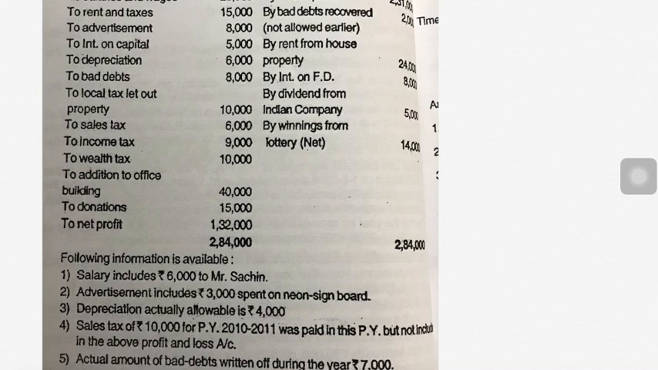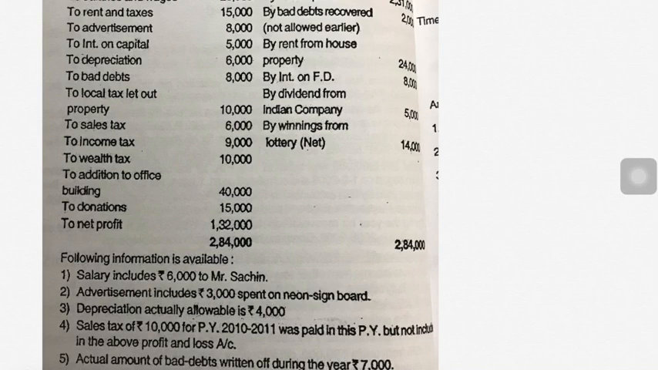Next, to addition to office building. Addition to office building is a capital expenditure. So capital expenditure of 40,000 you will add back because you are supposed to show only revenue expenditure here, correct? So 40,000 you have to remove it. To remove, you have to add back to the profit and loss account.